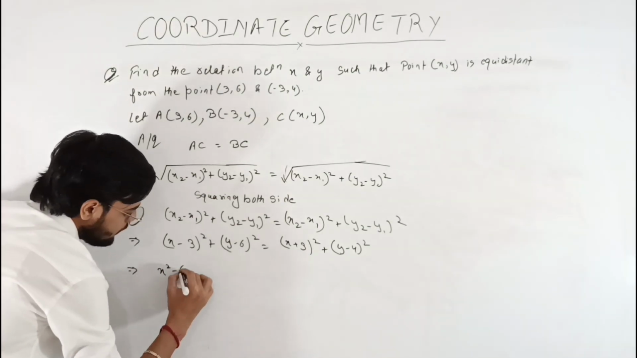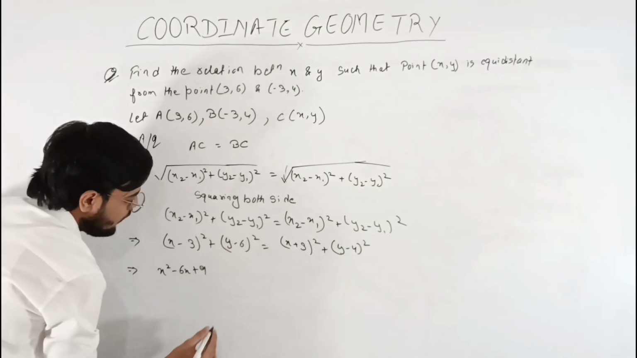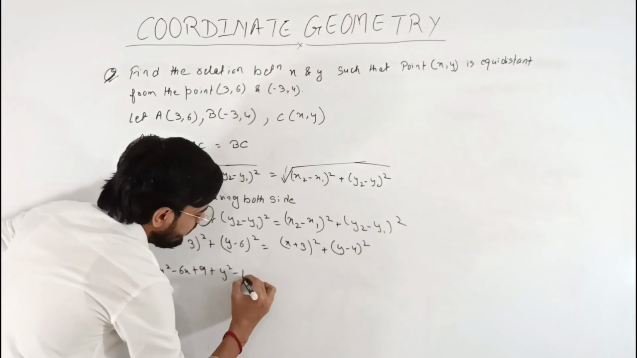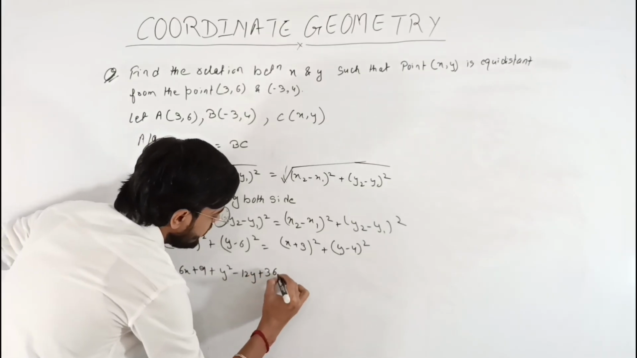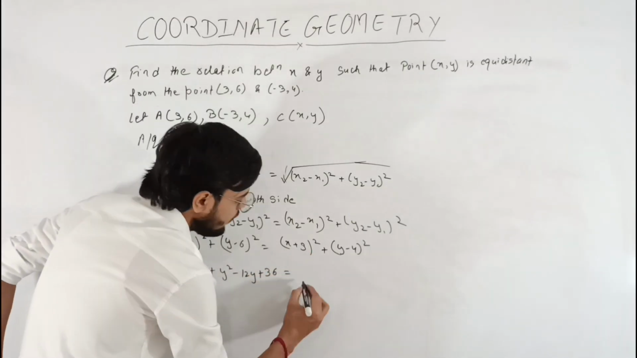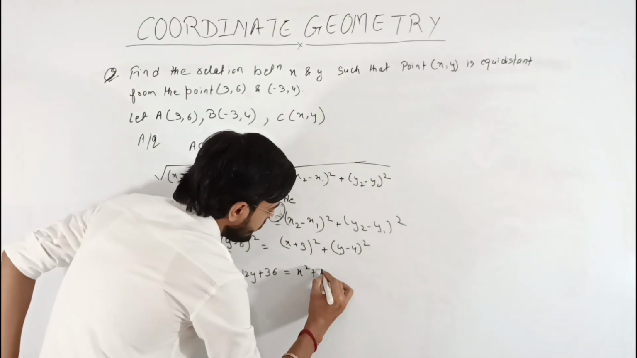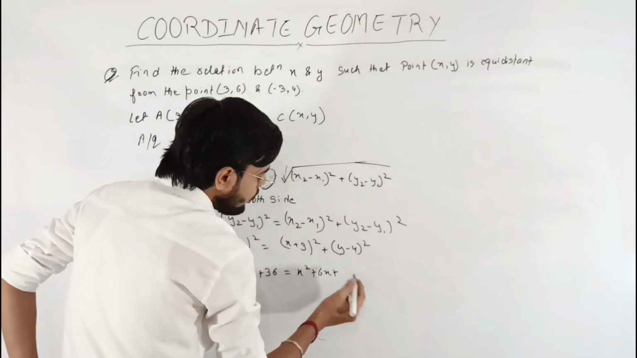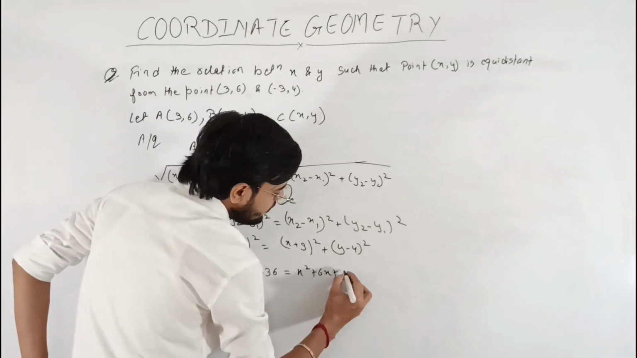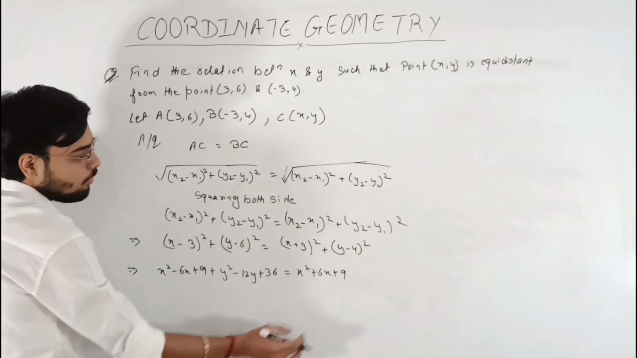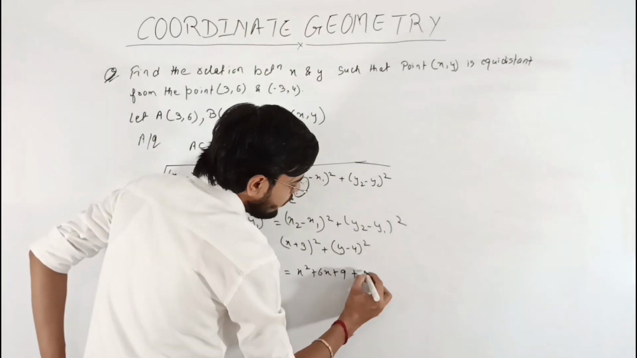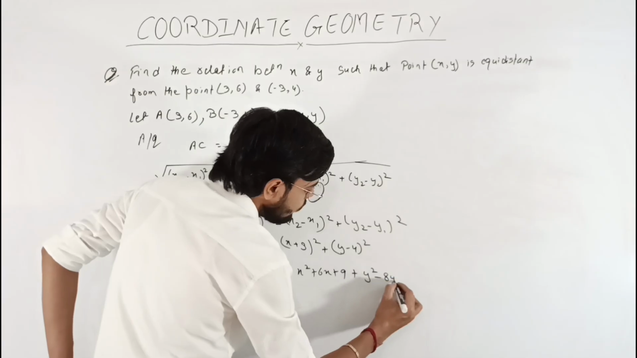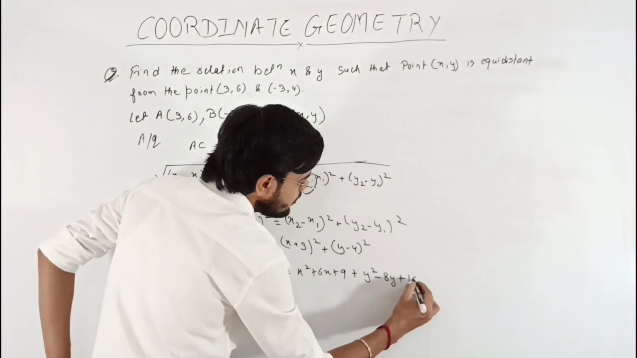a square minus 2ab, which is 6x, plus b square 9. Now this one becomes a square minus 2ab, which is 12y, plus b square 36, is equal to, again, (a plus b) whole square is a square plus b square, which is 6x, plus a square plus 2ab plus b square, which is 9. Okay, now this is (a minus b) whole square. So a square minus 2ab, which is 8y, plus b square, which is 16.